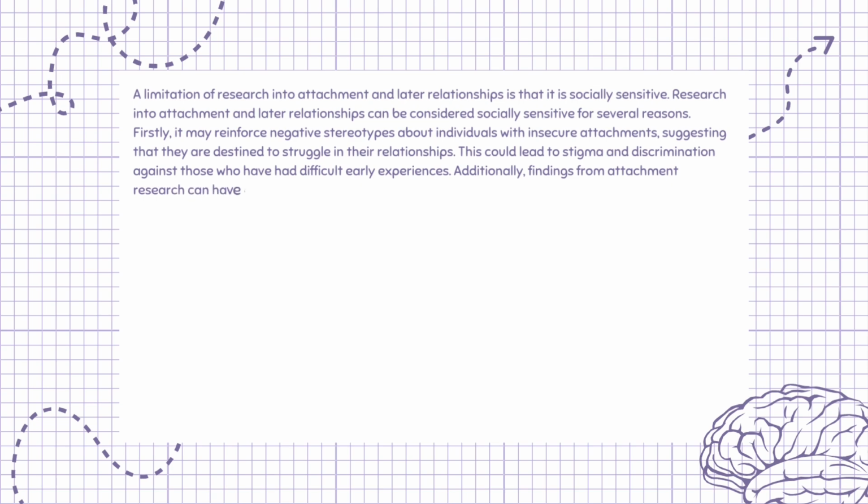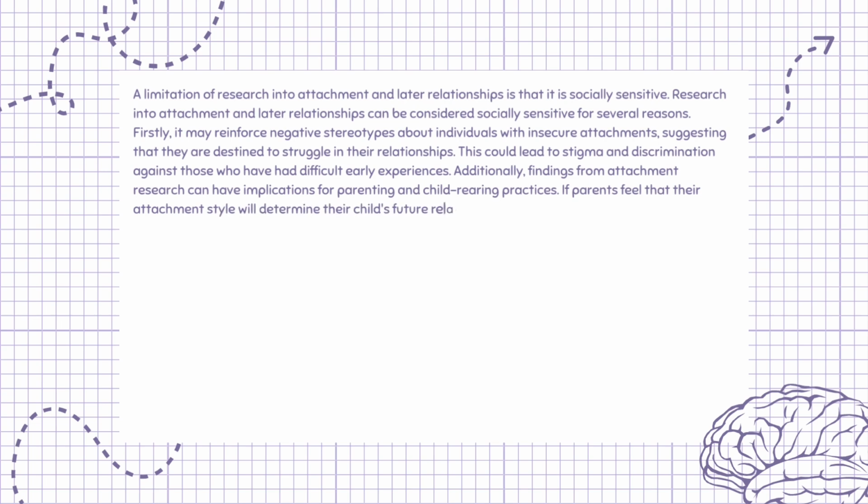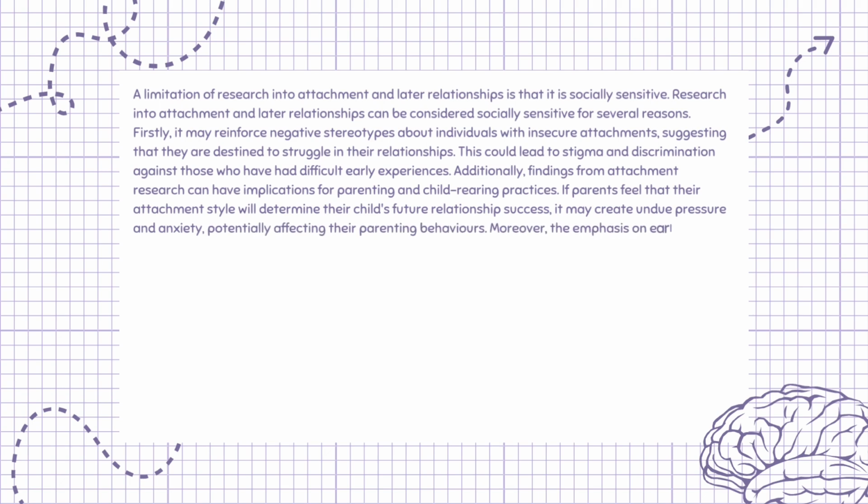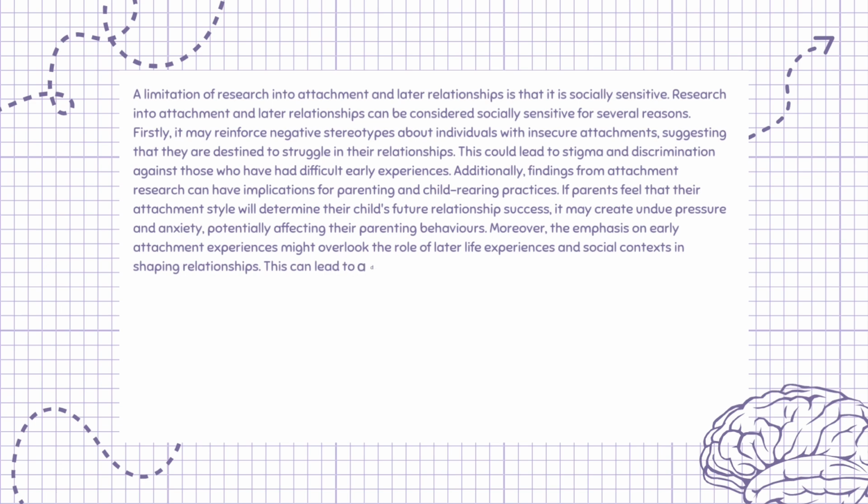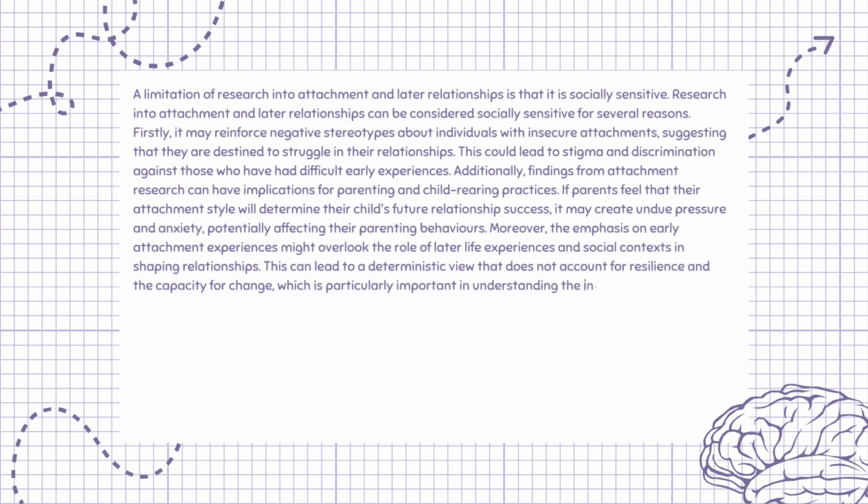Additionally, findings from attachment research can have implications for parenting and child-rearing practices. If parents feel that their attachment style will determine their child's future relationship success, it may create undue pressure and anxiety, potentially affecting their parenting behaviors. Moreover, the emphasis on early attachment experiences might overlook the role of later life experiences and social contexts in shaping relationships. This can lead to a deterministic view that does not account for resilience and the capacity for change, which is particularly important in understanding the influence of supportive environments and interventions on mental health outcomes.